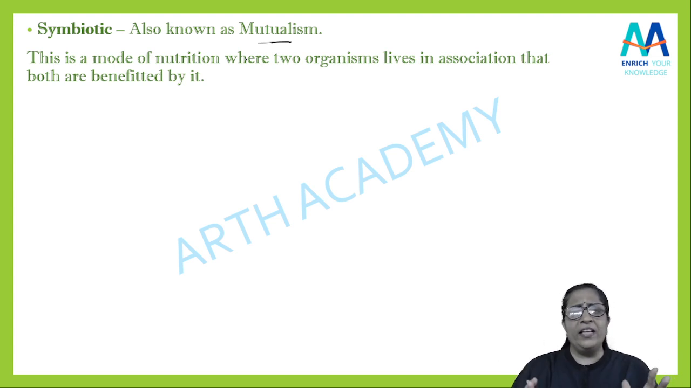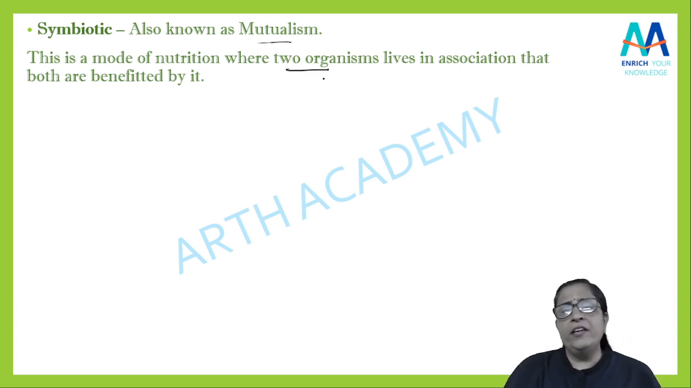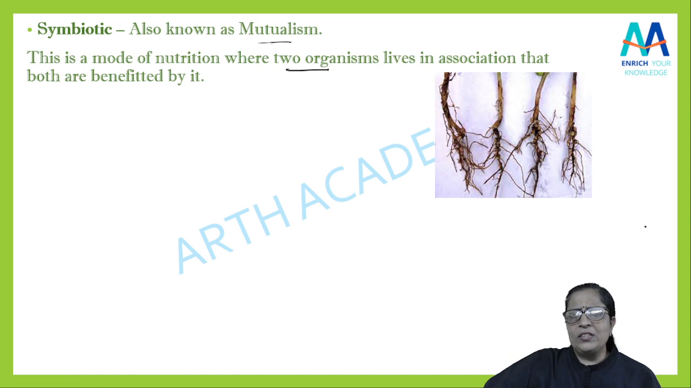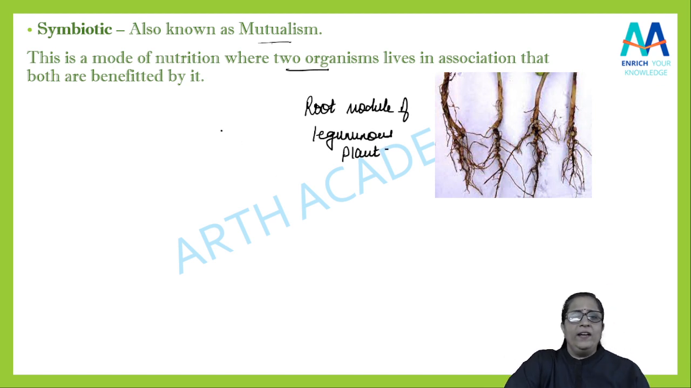So there are so many different examples for such association. So this is a mode of nutrition where the two organisms live in association so that both are benefited by it. Yeah, very good example for this. You can take it anywhere. What can you say this? Rhizobium bacteria, they live here. This is a root nodule of leguminous plant. Yes, where the rhizobium bacteria lives.